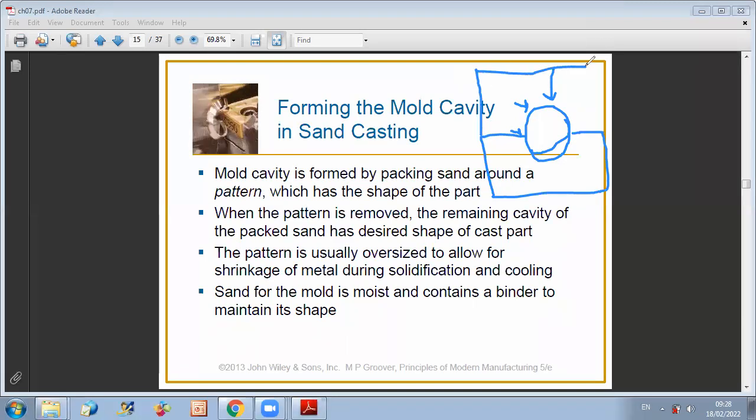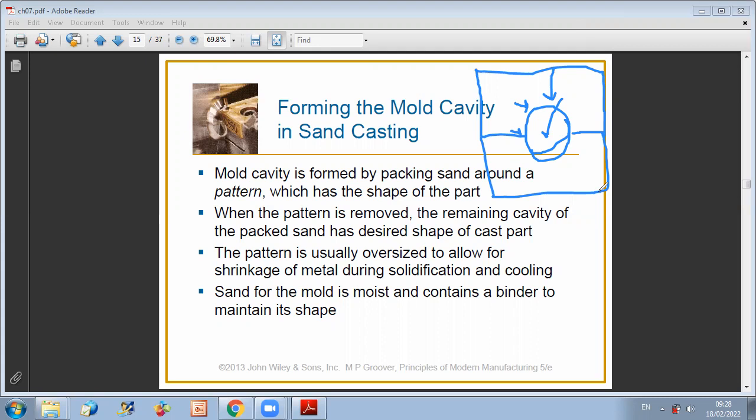Please watch the videos. They will help you a lot to understand the different steps. So you can see all these steps, how we put the solid part, how we pack sand around it, then how, after a certain time, we heat this system, and we have adhesives that will hold sand particles together. After a certain time, we remove the two parts, and the shape of the sphere will be imprinted within the sand, which will form the mold cavity. So when you remove the pattern, the remaining cavity of your packed sand has the desired shape of the cast part.